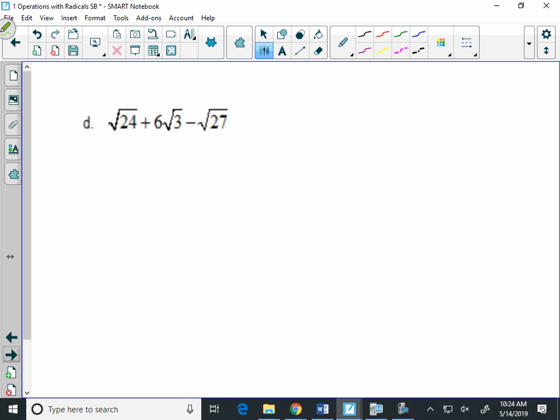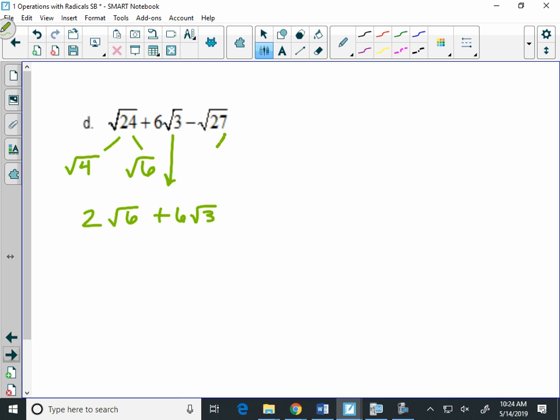So let's look at 24. Is there a perfect square that can go into 24? There is. What's the largest that can go into 24? 12 is not a perfect square. 4. How many times? 6. What's the square root of 4? 2. Can't take the square root of 6, so bring it down. Can we do anything with 6 radical 3? Nope. So I'm just going to drop it straight down. That's going to say plus 6 radical 3. Can't simplify that any further.